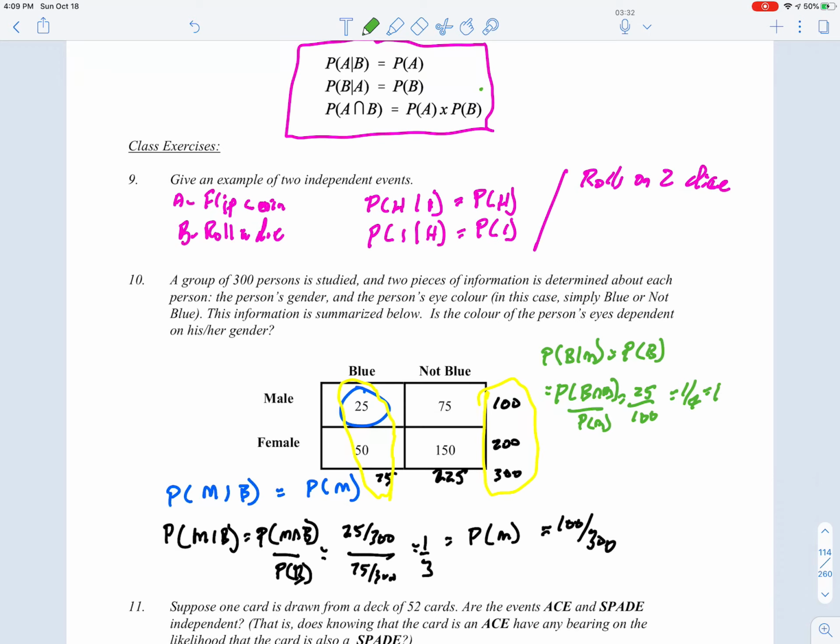And that turns out to be actually the probability that a person has blue eyes. Blue eyes is 75 out of 300, which is a quarter. So in other words, this ratio, 25 over 100, is the same as this ratio of 75 over 300.